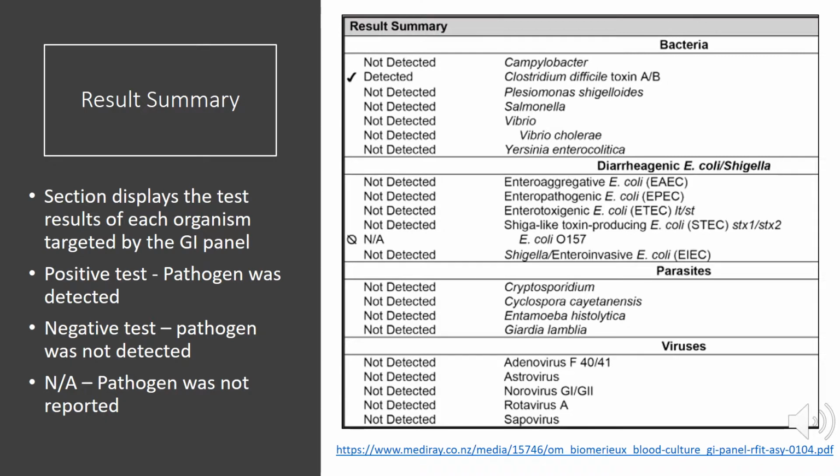The FilmArray Torch instrument automatically examines and interprets assay results and displays the final result in the test report. The image on the right is an example of what the result summary would look like on the screen. A positive test is interpreted as detected with a check mark. A negative test is interpreted as not detected.